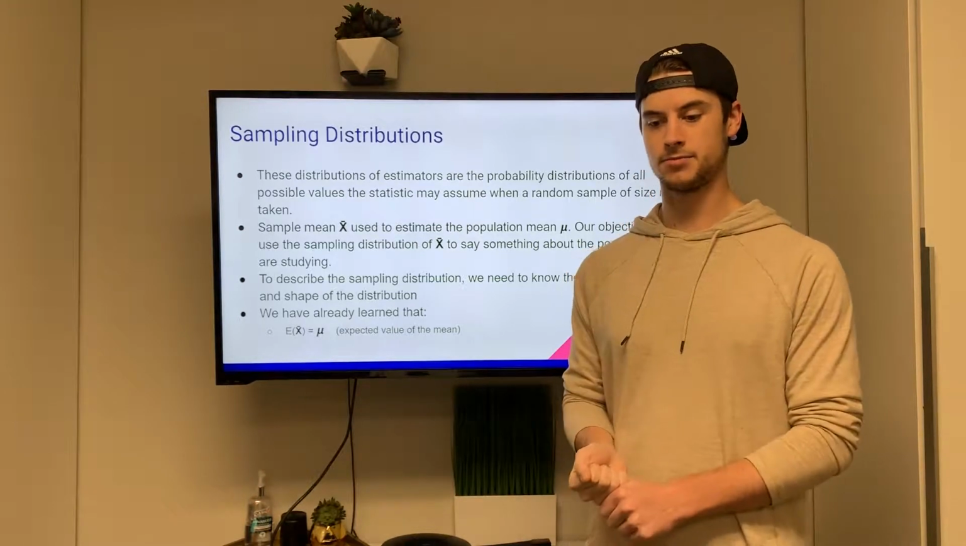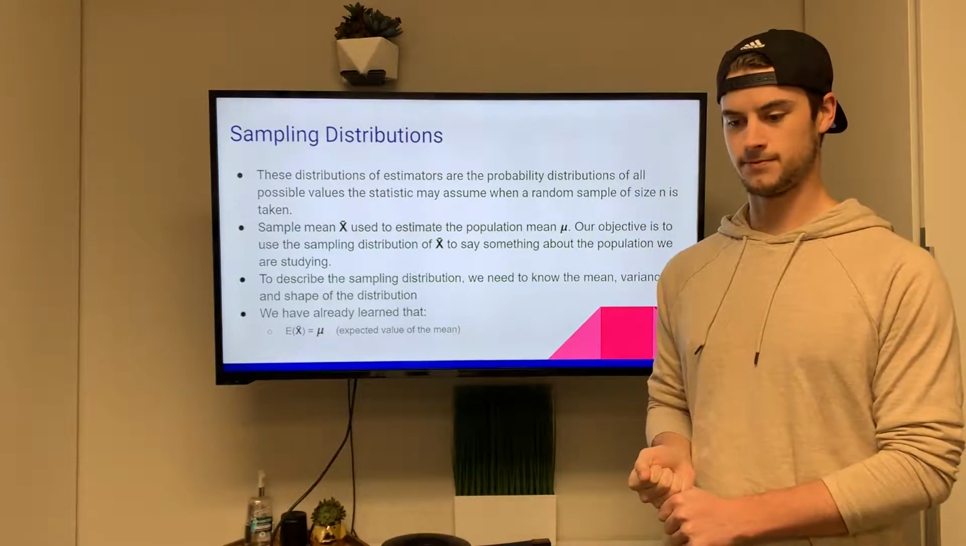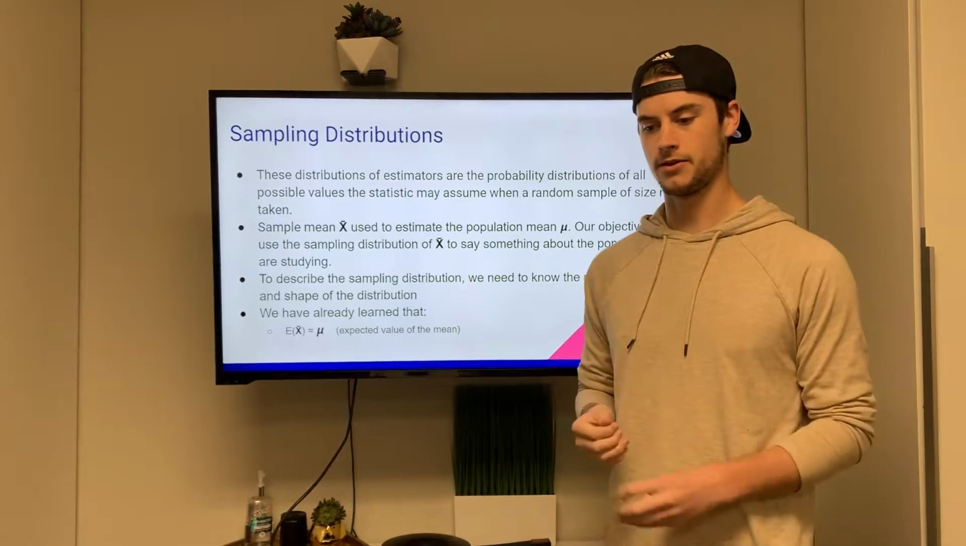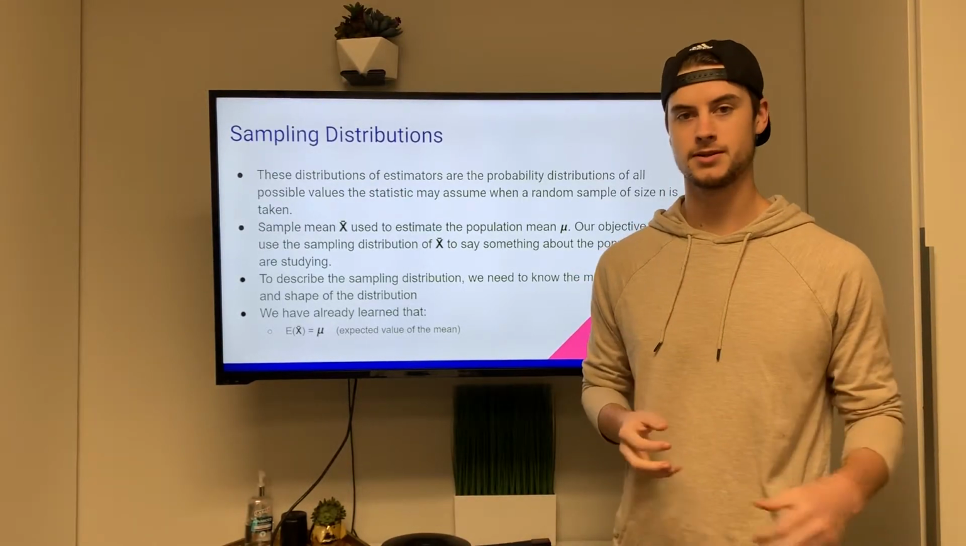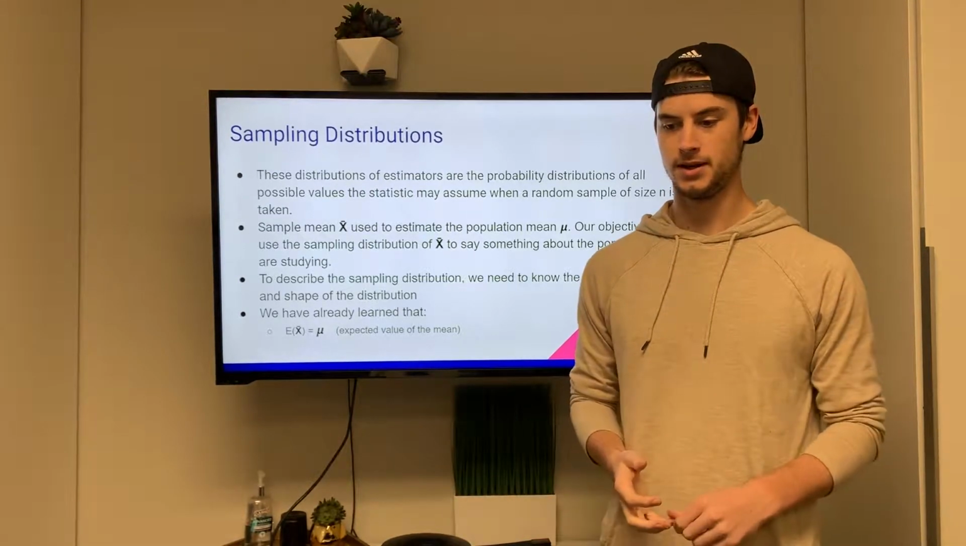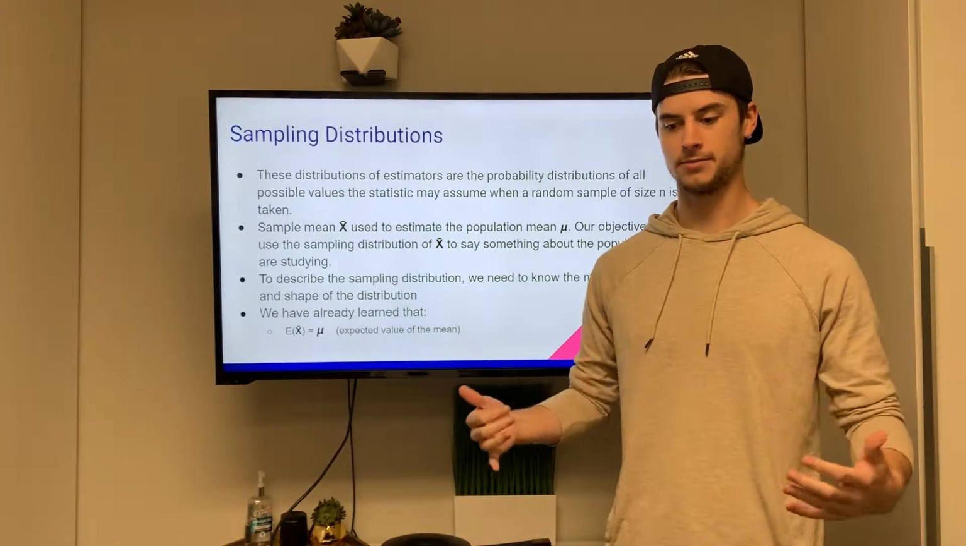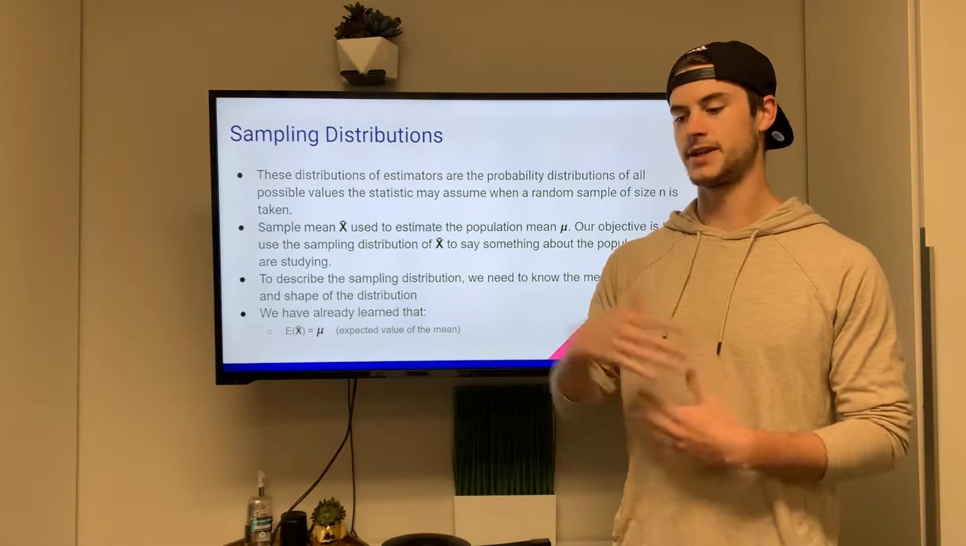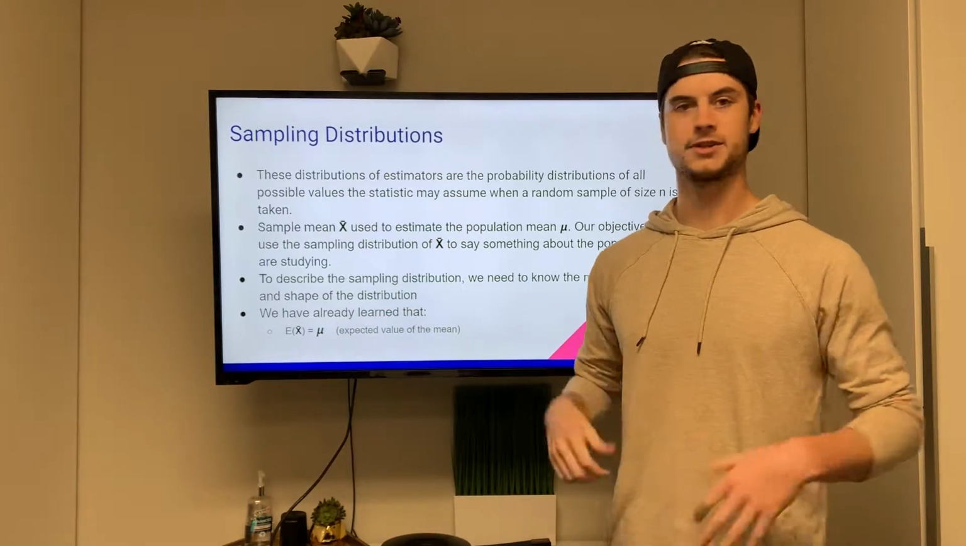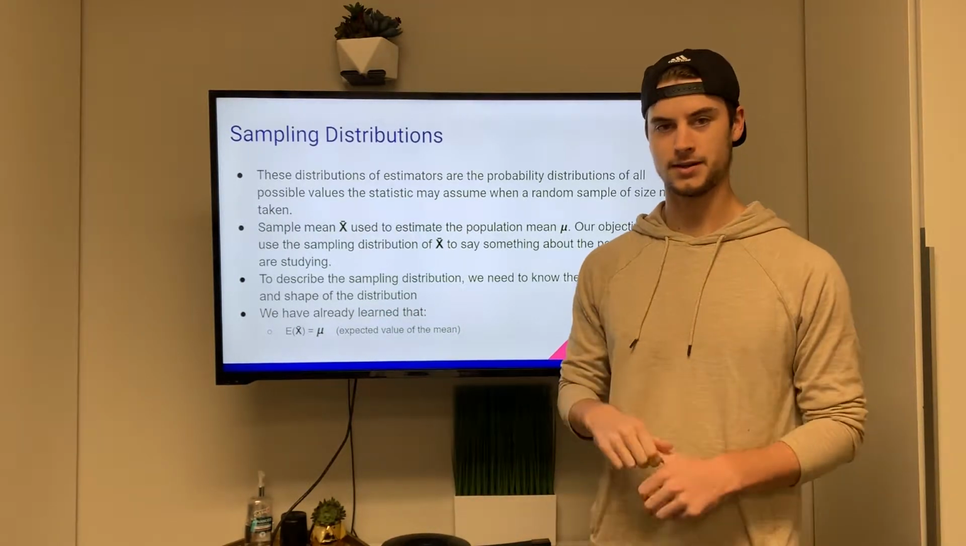So in these sampling distributions, all these really are, again, we talked about distribution, all that stuff. It's just assigning probabilities to all the possible values a statistic may assume when a random sample is taken of size whatever, okay? Again, we just assign probabilities to them. That's all it is, right?